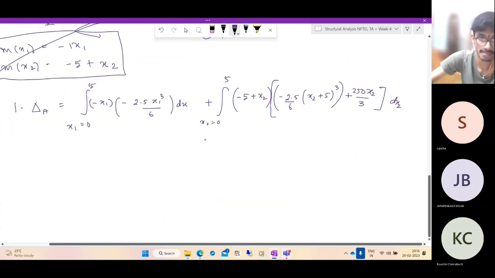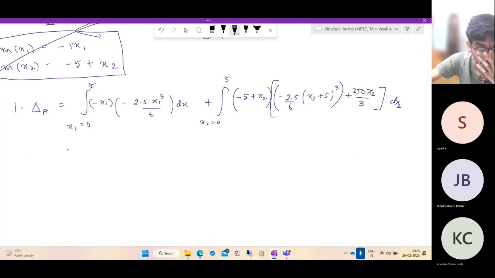Okay, now it is simple. Let us solve this. So the first integral is straightforward. We get minus into minus plus. So 2.5 x1 power 4 by 4. So it is nothing but 2.5 into 5 power 4 by 4, 4 into 6 is 24.